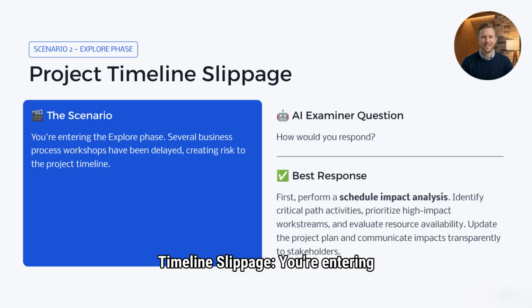Scenario 2. Project timeline. Slippage. You're entering the explore phase. Several business process workshops have been delayed, creating risk to the project timeline. AI examiner. Question. How would you respond?